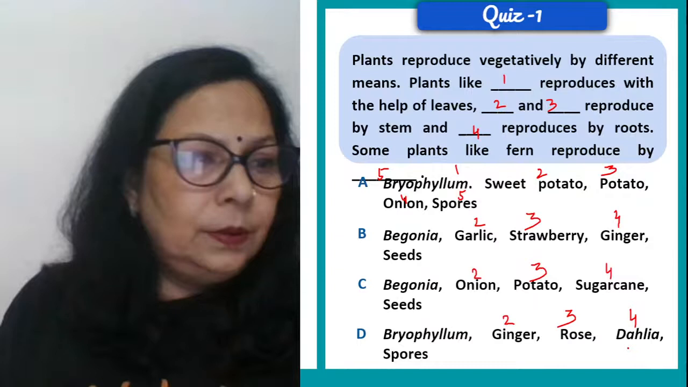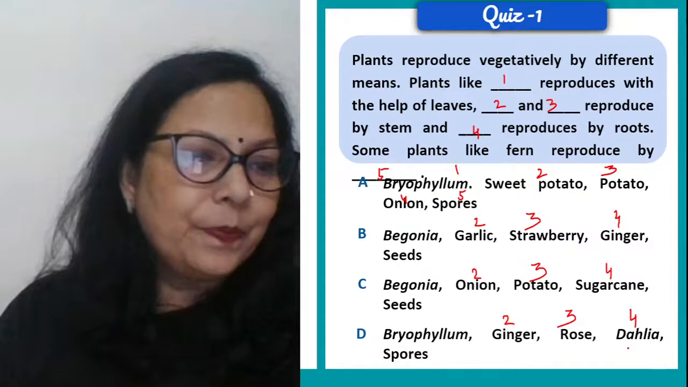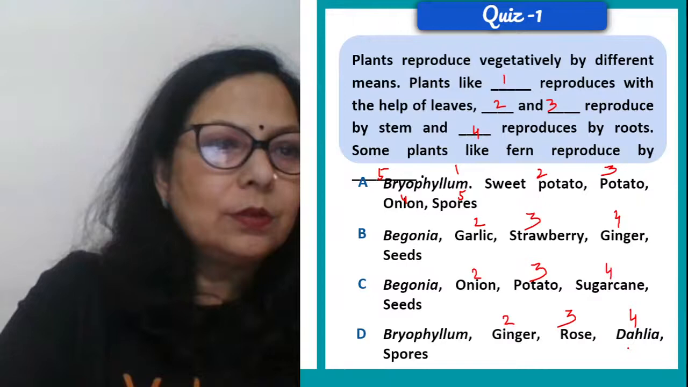Okay. So there's a controversy between A and D. Some are saying A, some are saying D. Let everybody answer. Romit, what do you say? Okay. Yuvraj, what do you say? Come on, Yuvraj. Shiv.